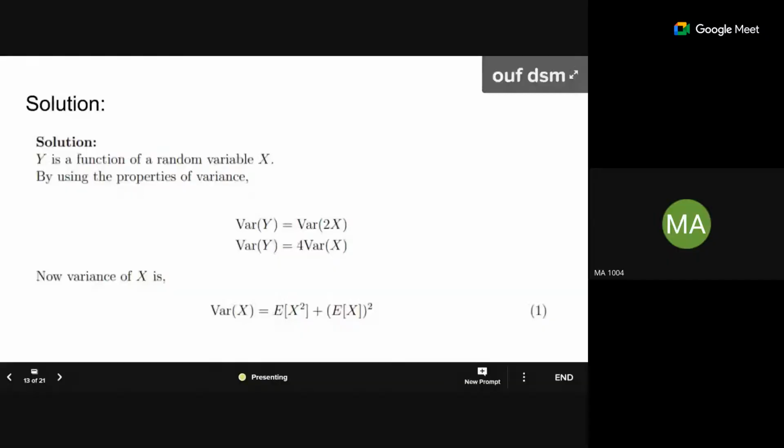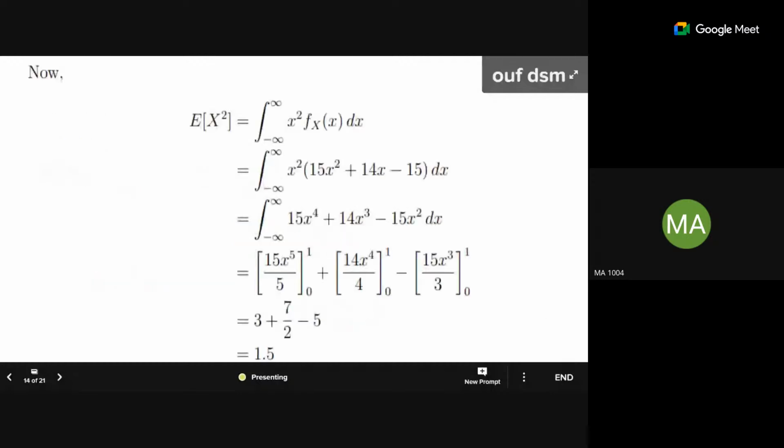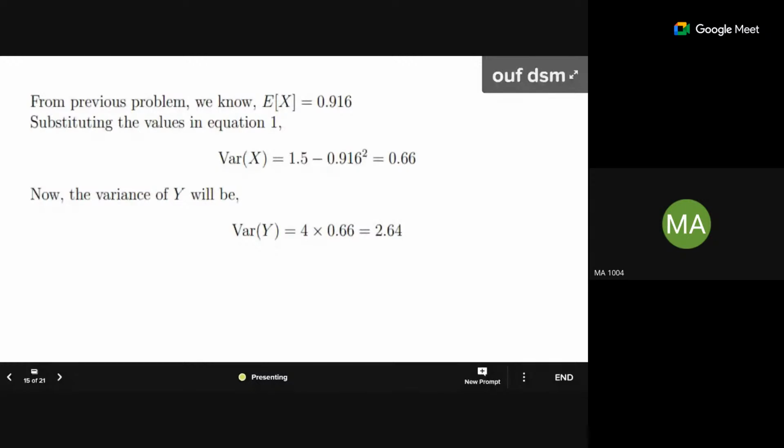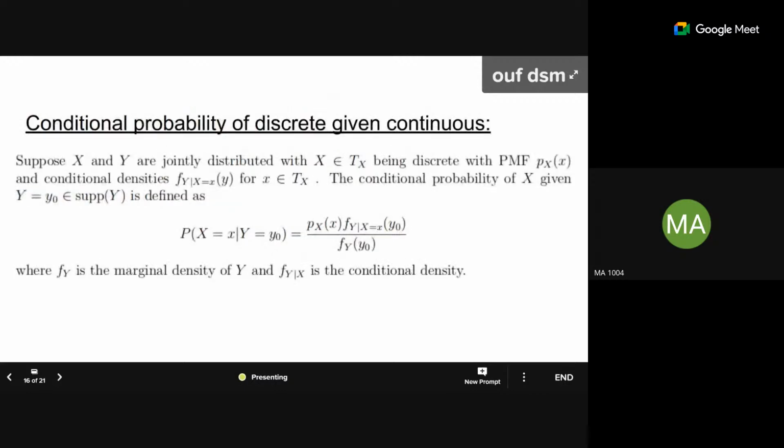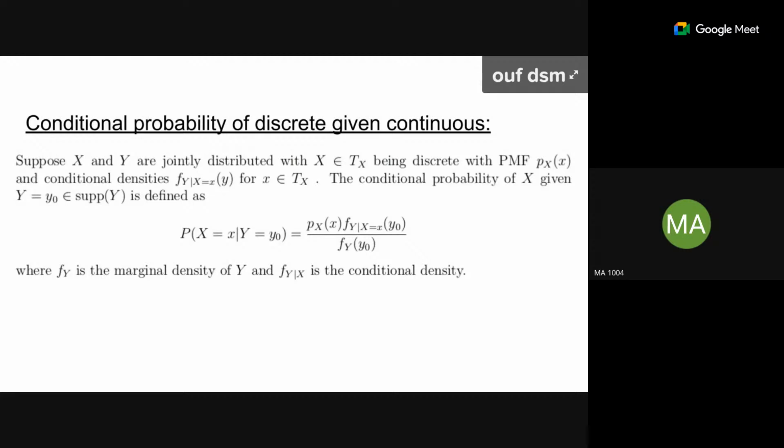Here they have solved using this, putting the value k as 15. Okay. So the next topic is conditional probability of discrete given continuous. Do you understand the heading?